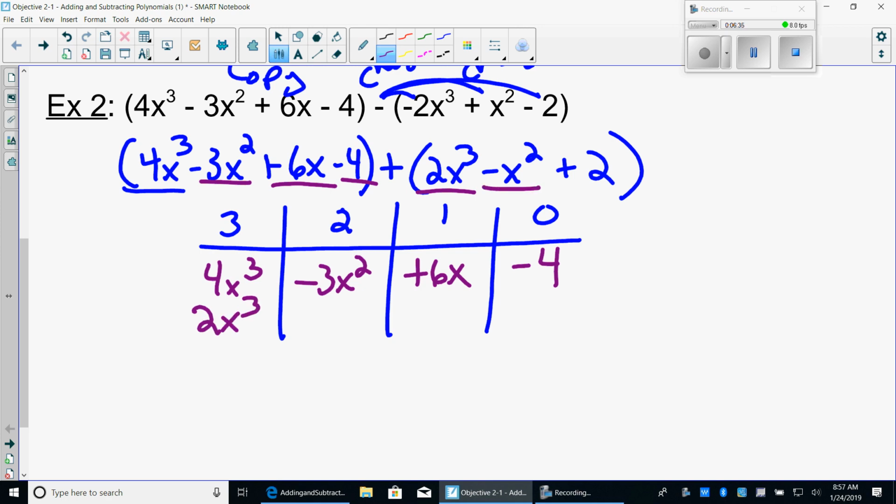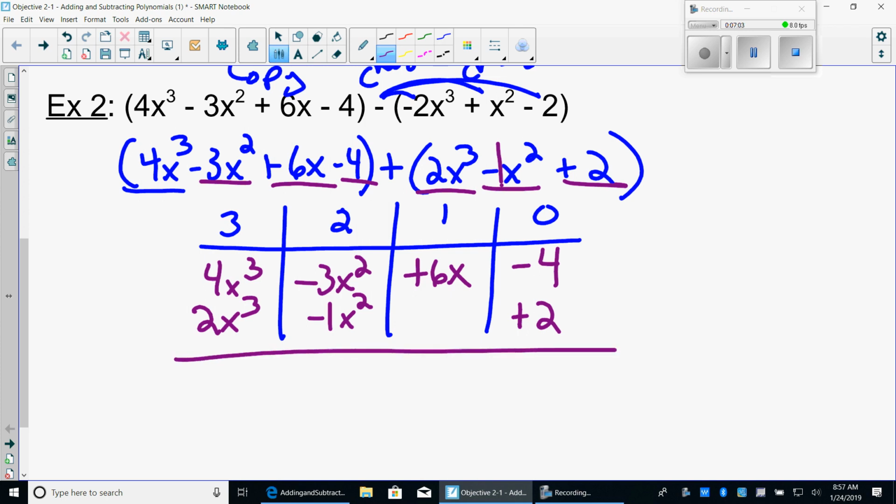How about the -x squared? What should I put with that -x squared, so I don't mess up? 1. -1x squared. Put a number with it. Everybody understand it's got a 1 in front of it? Okay, where should I put the 2? What's the exponent of? Sorry. It should be in the 0 column, right? So, any questions on how I organized it?